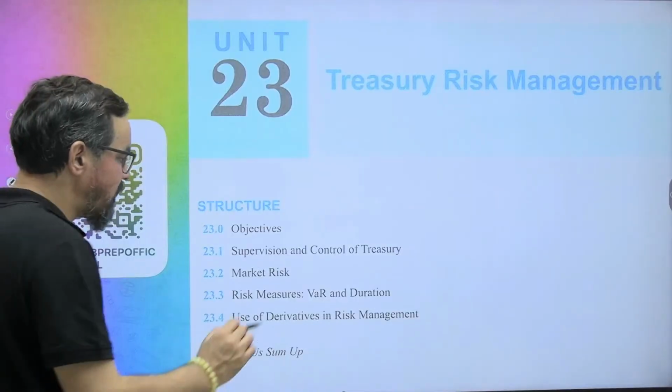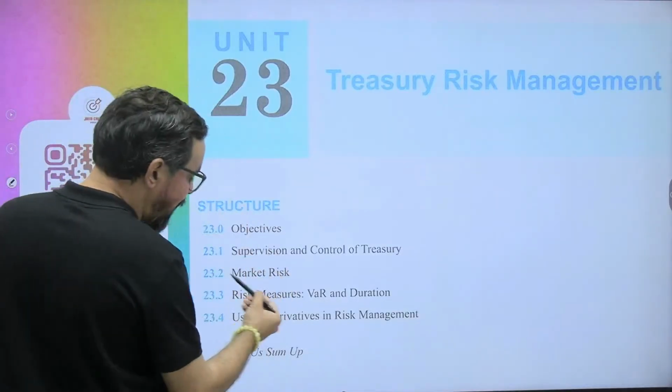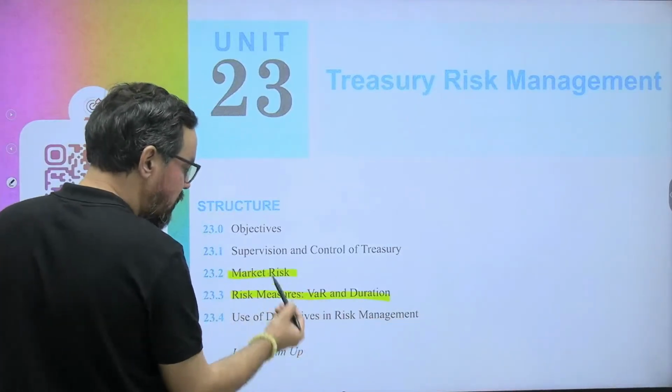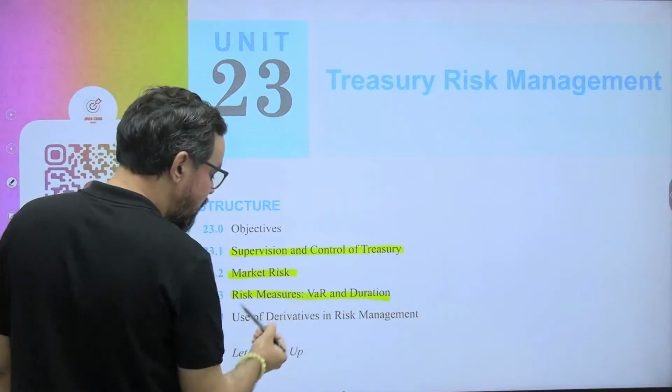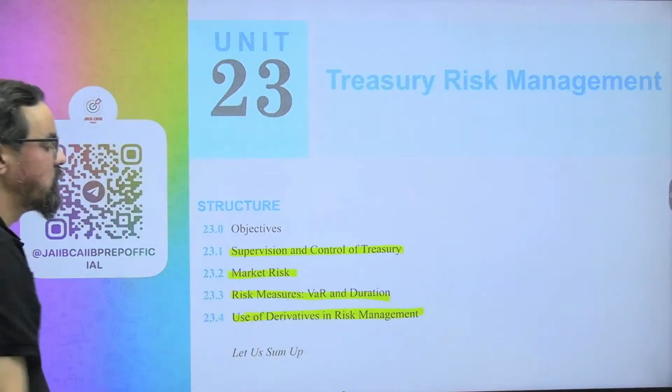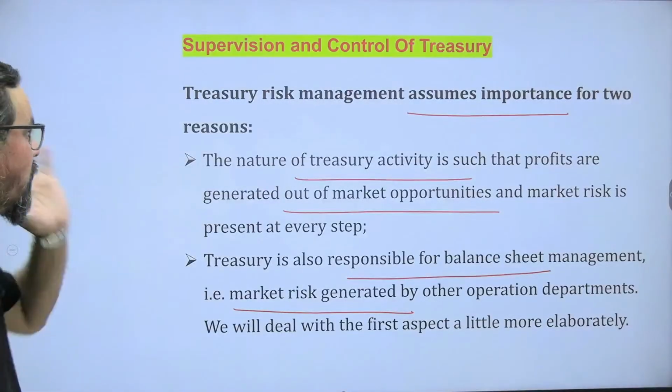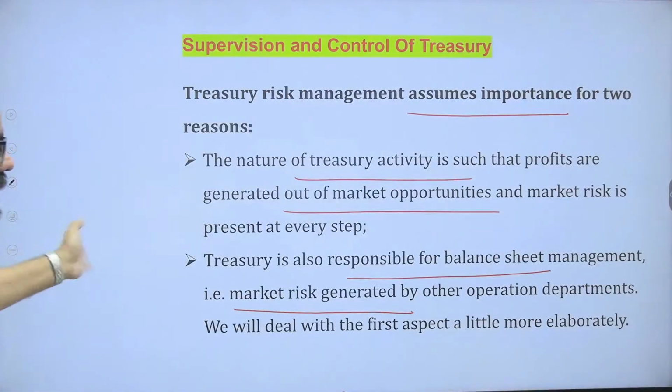When it comes to treasury risk management, for market risk we use VAR and duration. Then we have supervision and control and derivatives. Okay. The uses of derivatives. So there are a few things which will get repeated in this particular one. Supervision and control, when it comes to this particular one.